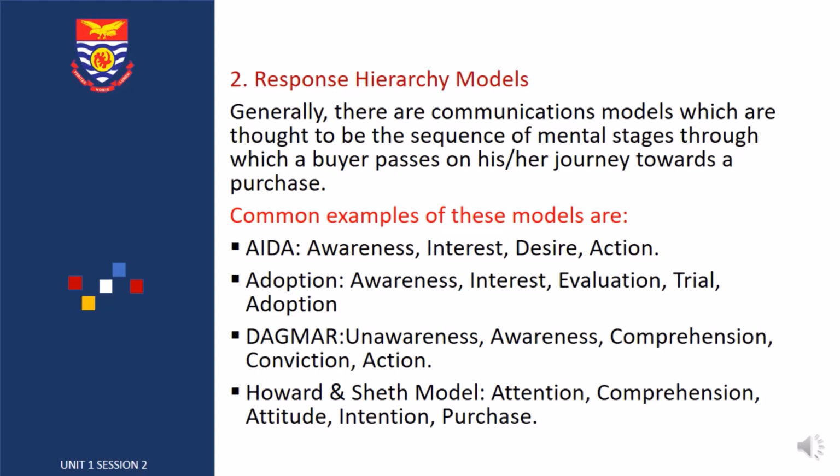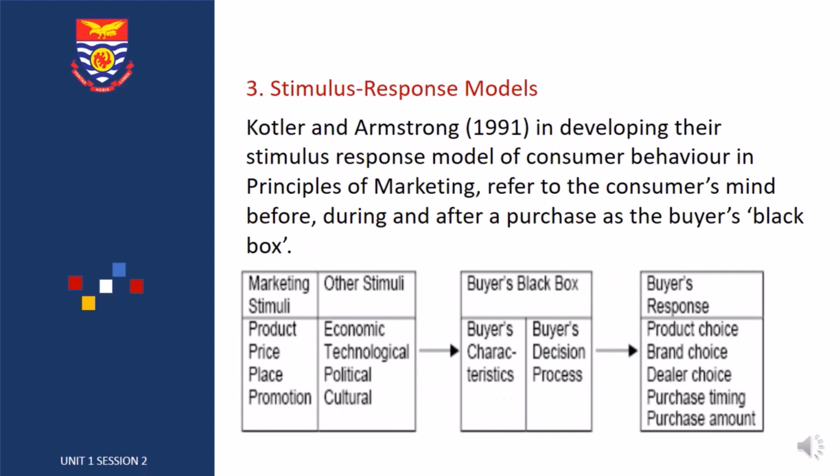You get the point. And you have the DAGMAR model, which talks about unawareness, awareness, comprehension, conviction, and action. Then the Howard and Sheth model, which talks about attention, comprehension, attitude, intention, and purchase. The third model is the stimulus response model, which was propounded by Kotler and Armstrong in 1991.